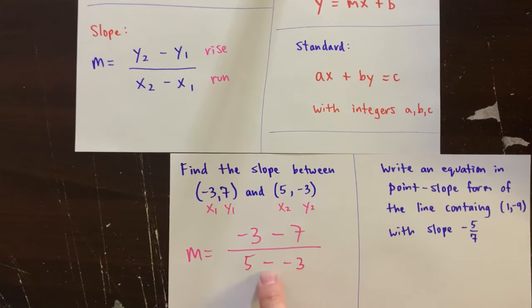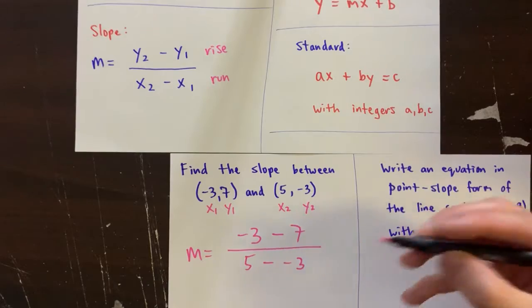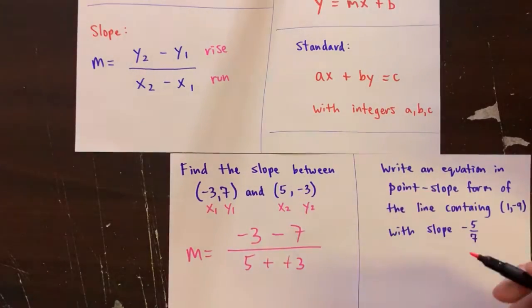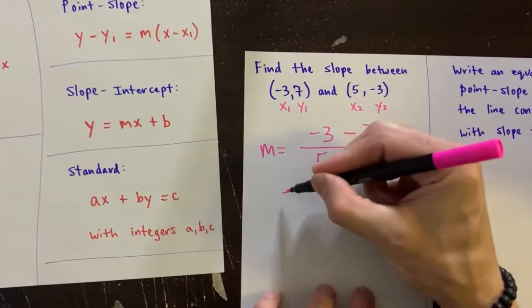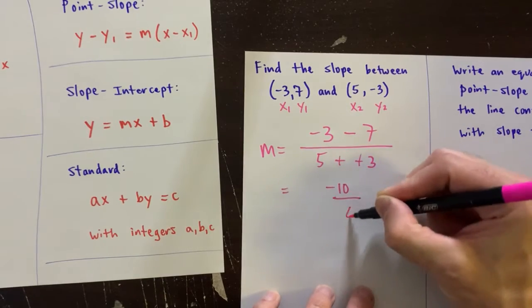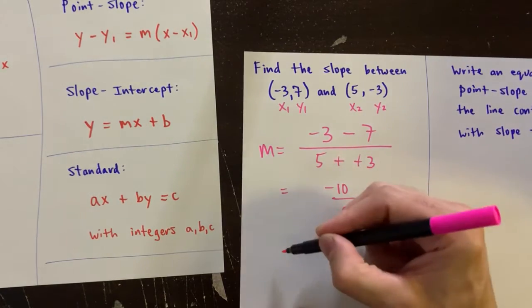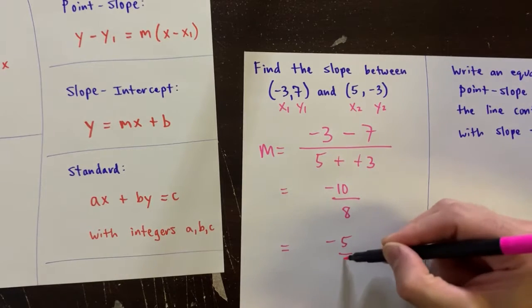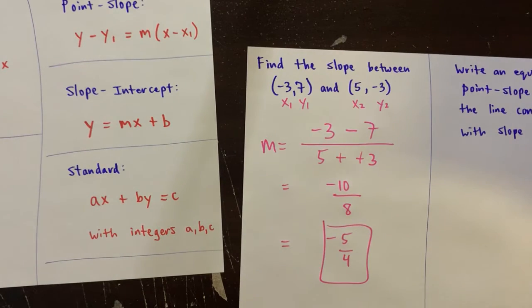And we know what happens here. This interaction leads to a positive. And so that we get here, we get -10/8. And if you can reduce a fraction, we would prefer that you did. And so this here is the slope.